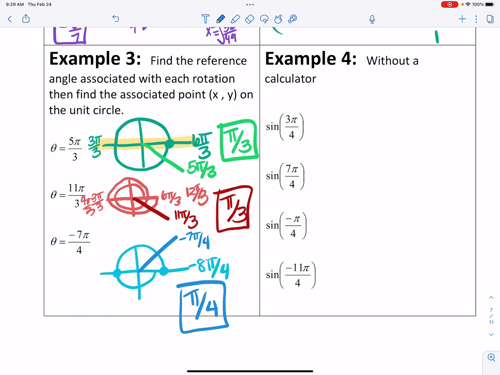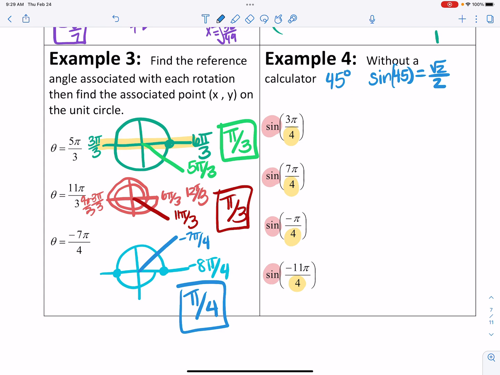Okay, these would be without a calculator. So let's just discuss this. These are all over 4. So that means that they're all 45 degrees. They're all sines. So that means the sine of 45 is equal to root 2 over 2. And if you need to draw the triangle, you can, but hopefully you've done enough.